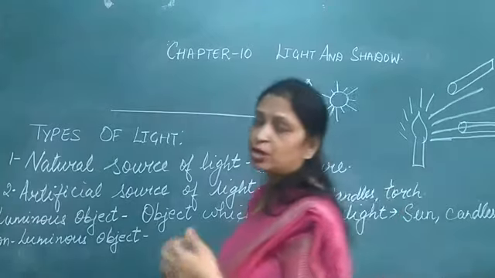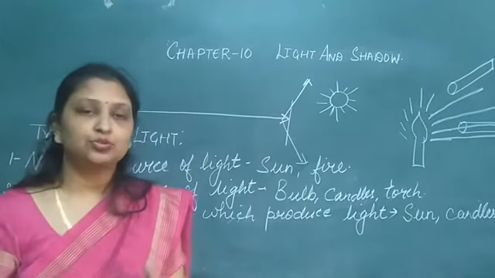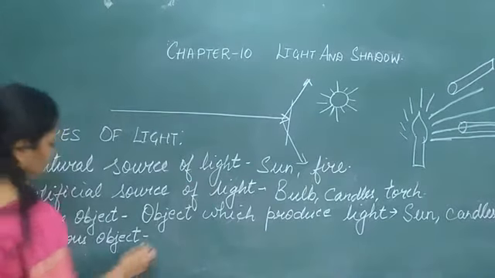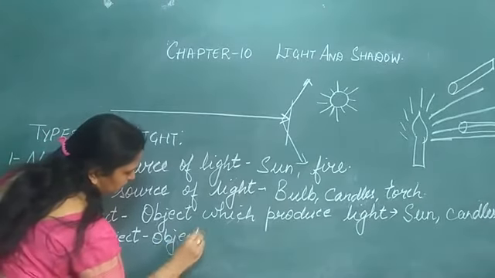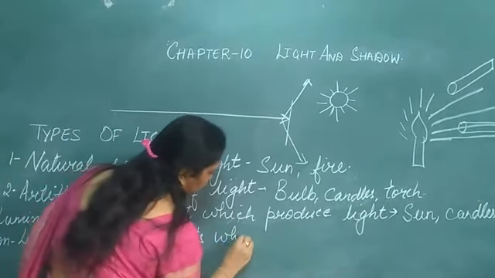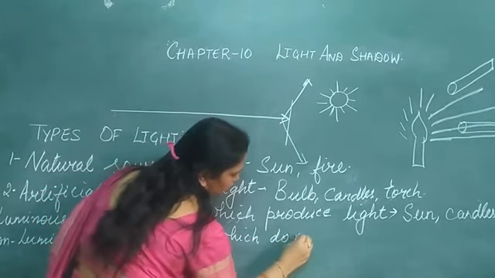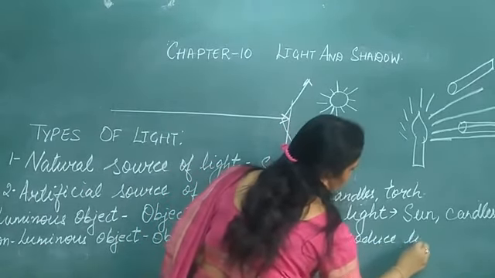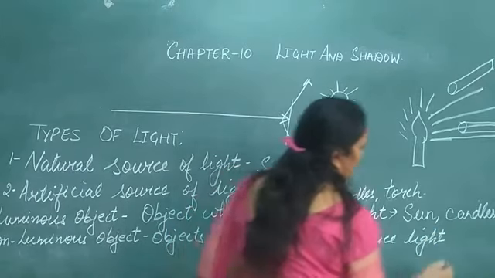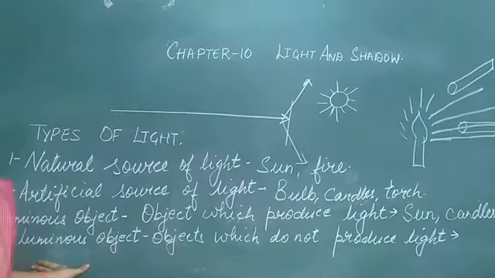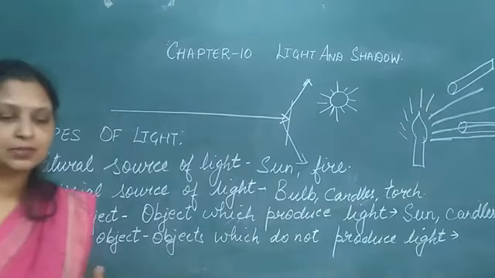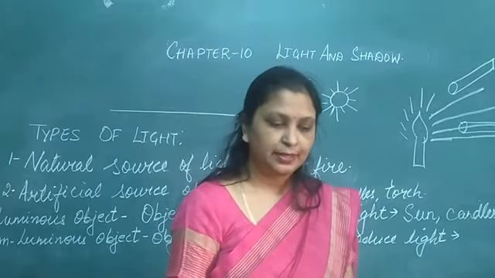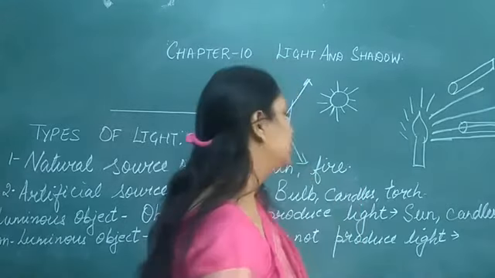Now, non-luminous objects. What are non-luminous objects? Objects that do not produce light are called non-luminous objects. These objects are, can you give me some examples? Yes, book, stone, wall, table, pen. These all are non-luminous objects.